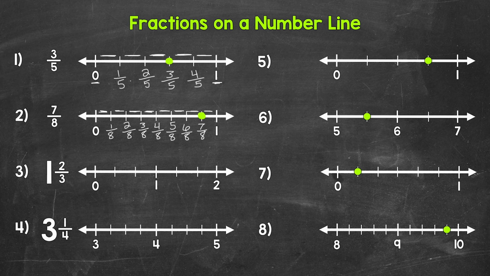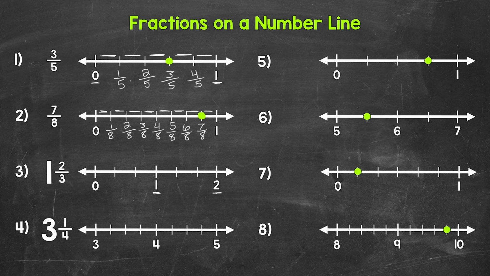Moving on to number 3, we have 1 and 2/3, which is a mixed number. We have 1 whole and then a fraction. That means we are greater than 1 here, but less than 2. 1 and 2/3 is going to be in between 1 and 2.